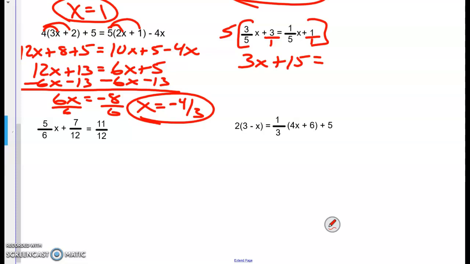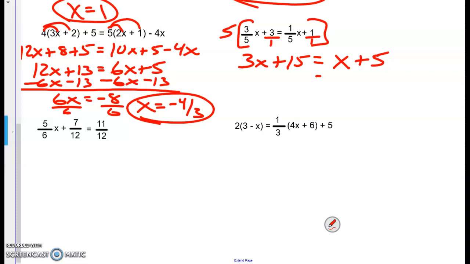5 divided by 5 is 1. 1 times 1 is x. And you don't have to write 1x. 1x and x is the same thing. I would just leave it as x. And then 5 divided by 1 is 5 times 1 is 5. And now I'm dealing with a problem that has no fractions.